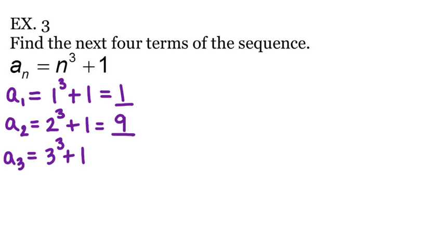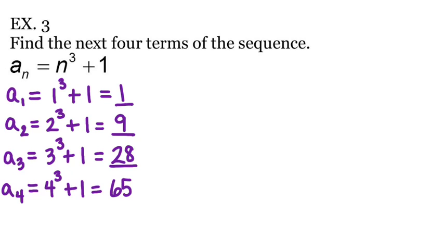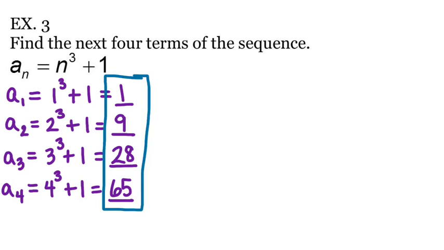A sub 3 will be 3 to the third power plus 1, which is 28. And then a sub 4 would be 4 to the third power plus 1 equals 65. So those are the first 4 terms of this sequence.